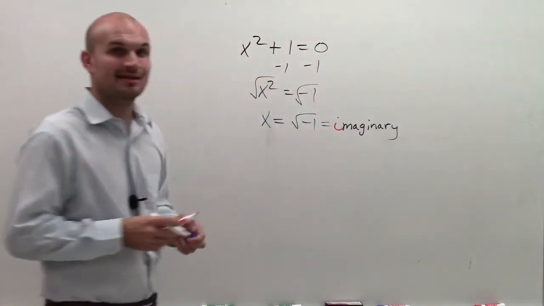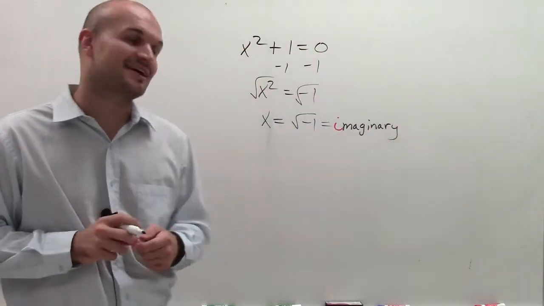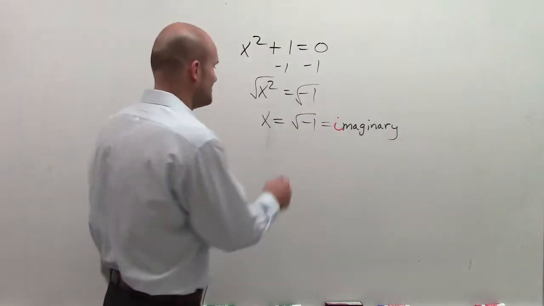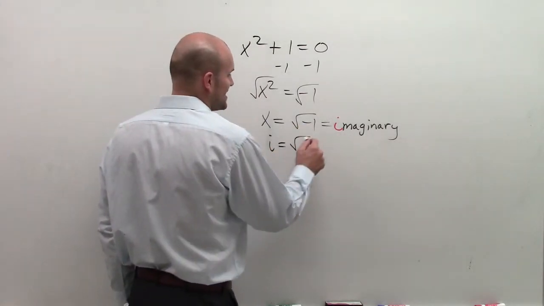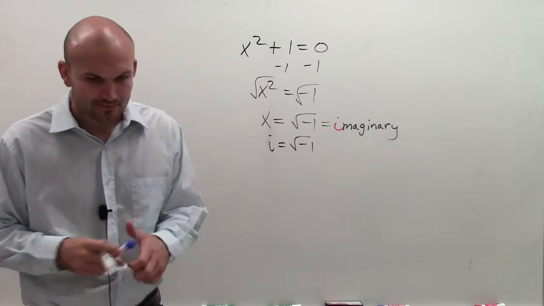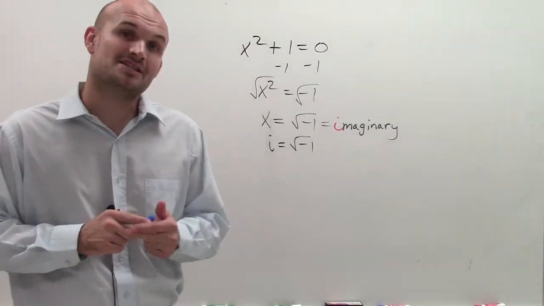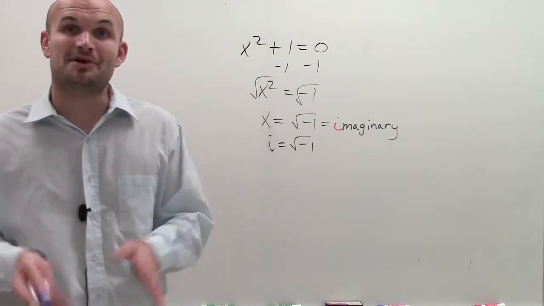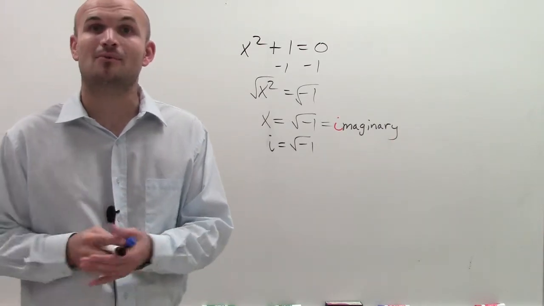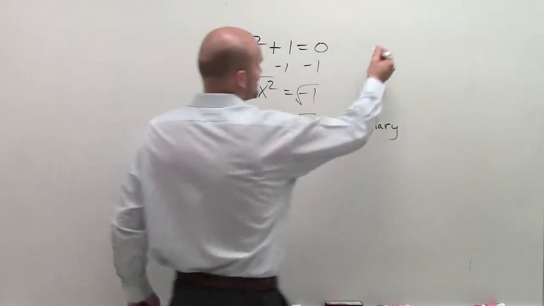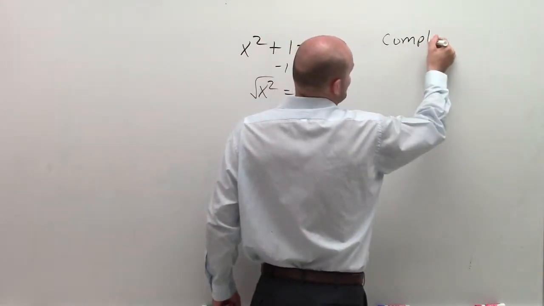And we're going to talk about that a little bit more. But the reason why I gave it a red i is because i represents the square root of -1. So i is what we're going to call our imaginary part. And when we take an imaginary number and combine it with a real number, what we have is complex numbers. So complex numbers, and that's exactly what they are.